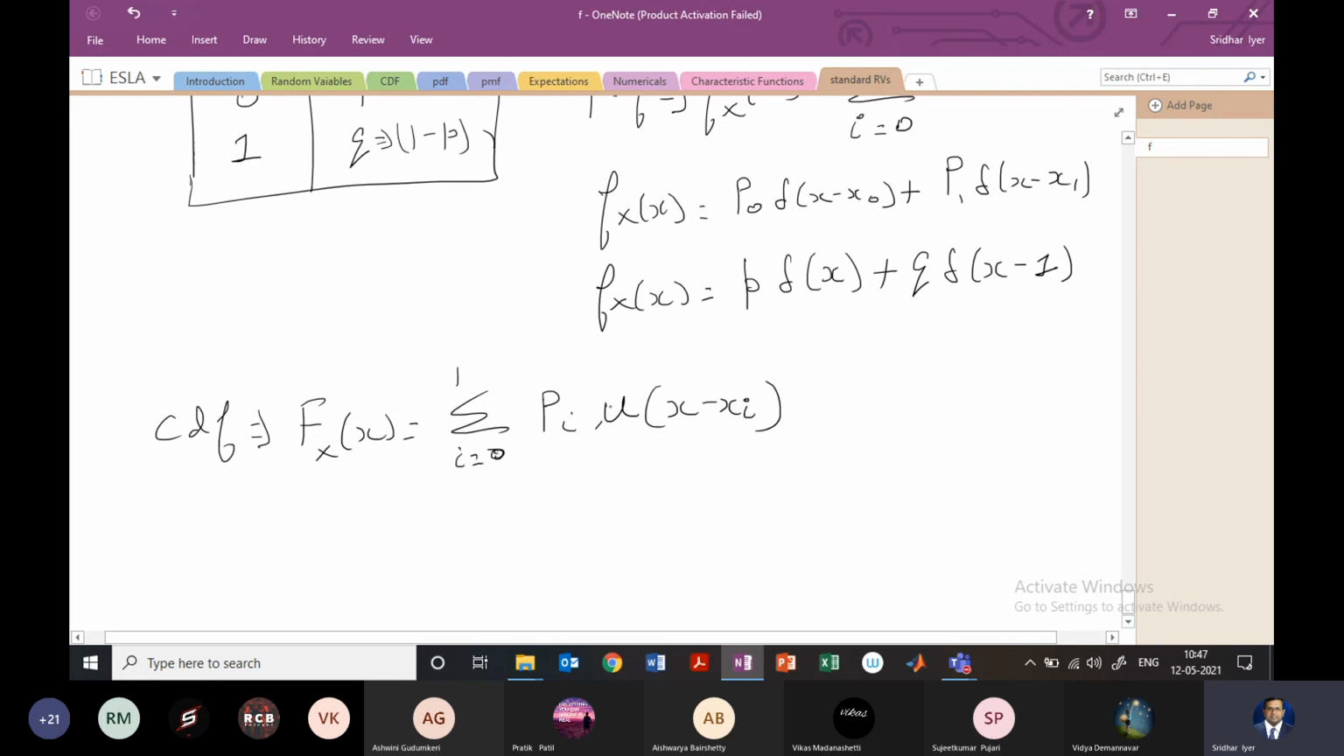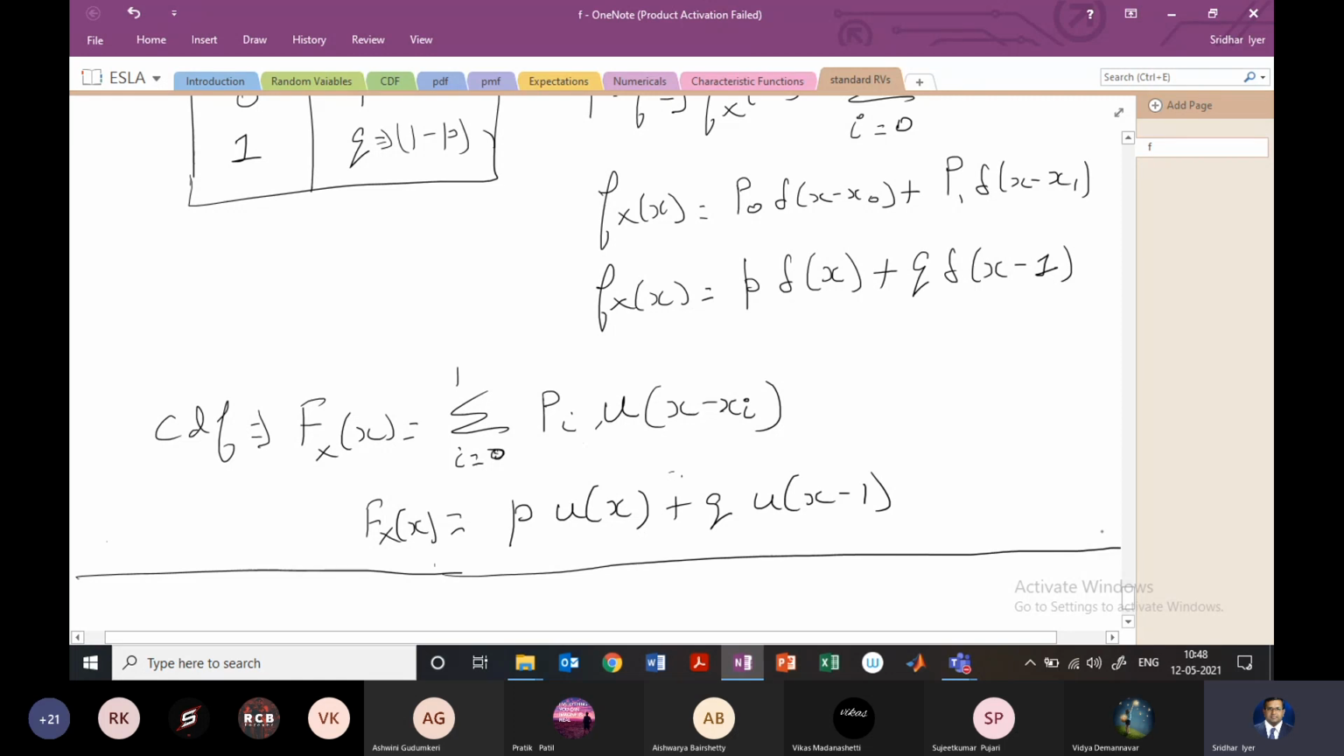Right, so you can find the CDF value. I'll just directly give you the answer here. You can always do the summation part, putting 0 and 1. So the CDF that you will end up getting will be p u of x plus q u of x minus 1. Right, so it is similar to the PDF value. The only thing is that instead of the delta function, the impulse function, we have used the unit step function.